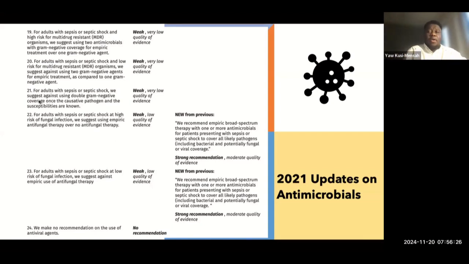Now the other thing is that for adults with sepsis or septic shock, once you know the causative pathogen, like from the Wellington slide, you can then go to a more targeted approach. And that's all under antimicrobial stewardship.